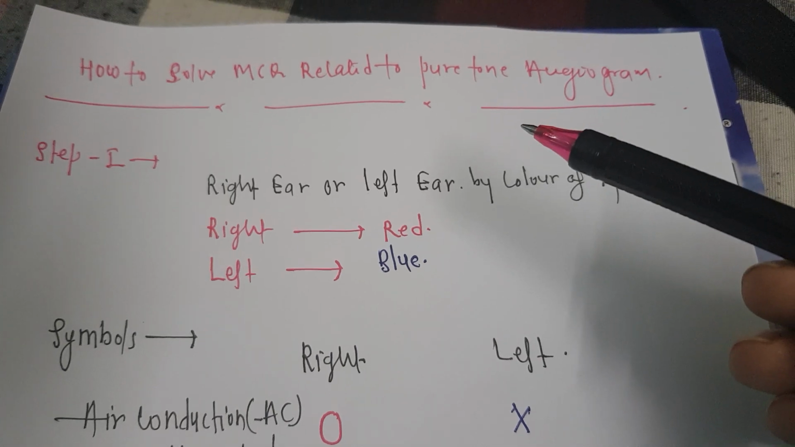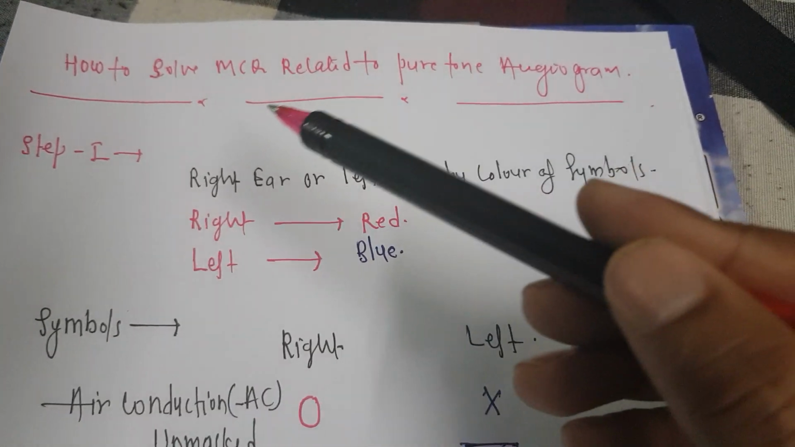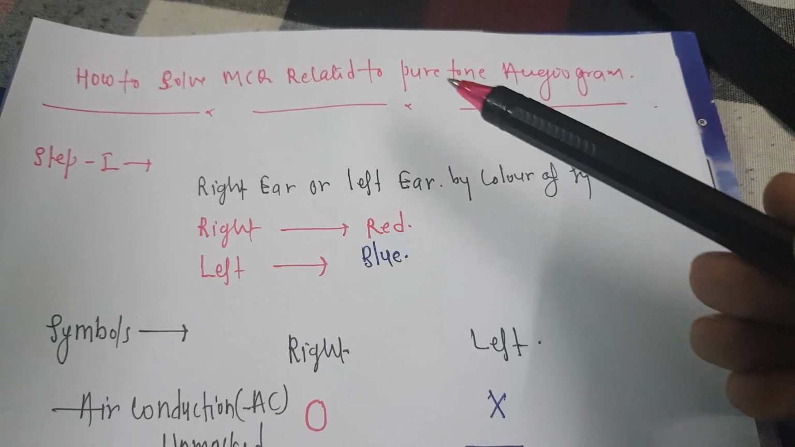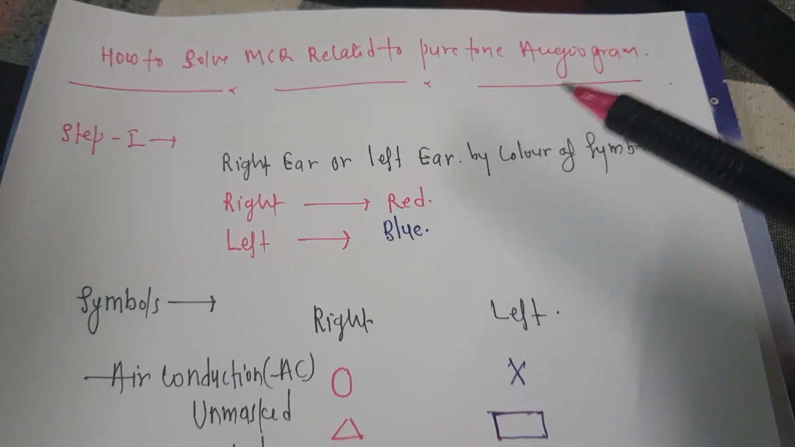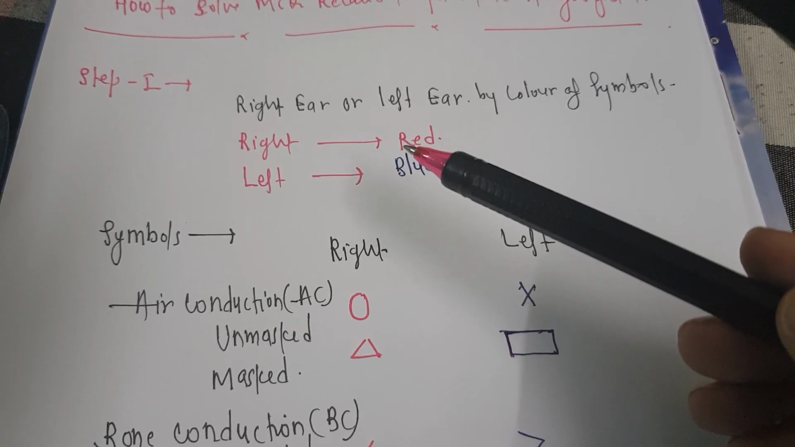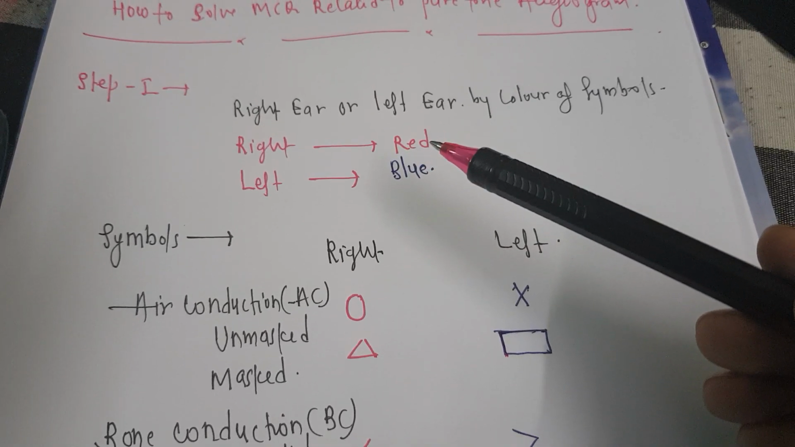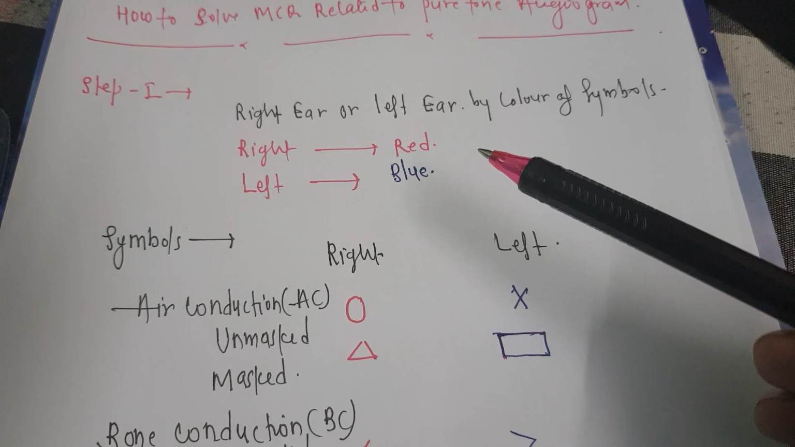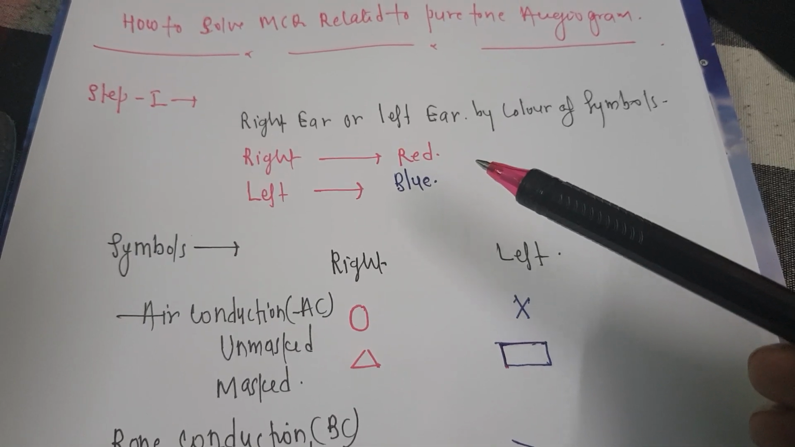Hello friends, today we will discuss how to solve the MCQ related to the Pearson audiogram. We will follow the step-by-step approach. In step 1, first we identify whether the given Pearson audiogram is for the left ear or the right ear.